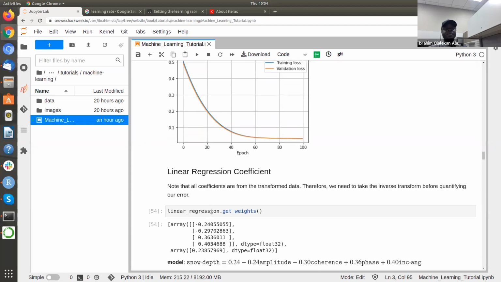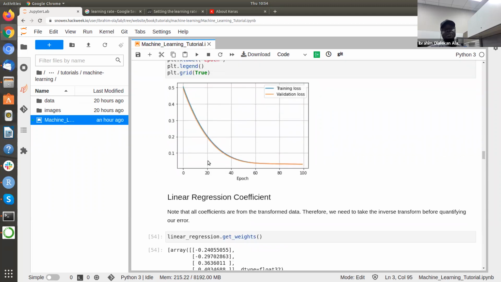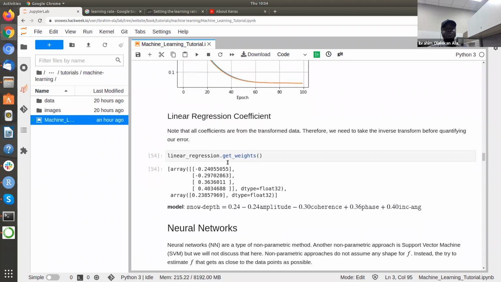So the next thing is, since we have a functional form, we'll be able to write out my model. To get your parameters from the trained linear regression, you just use this function get weights, and then it gives you this. And then you can write your model, where 0.24 is gotten from here, which is simply my bias term or the intercept. And each of these values is the slope corresponding to each of the variables that I have. So this is the first model.